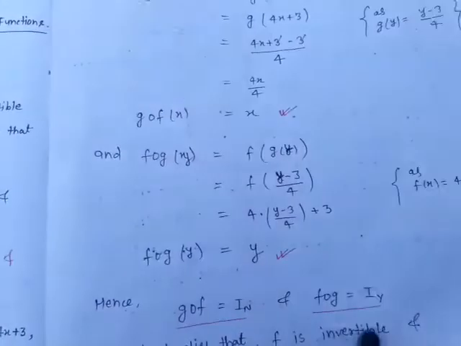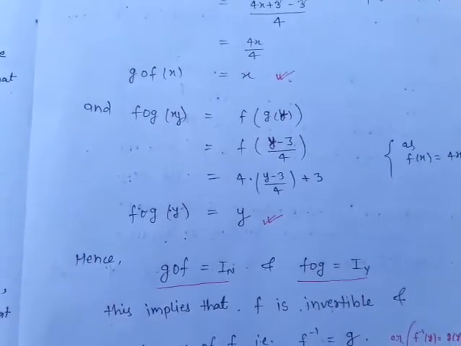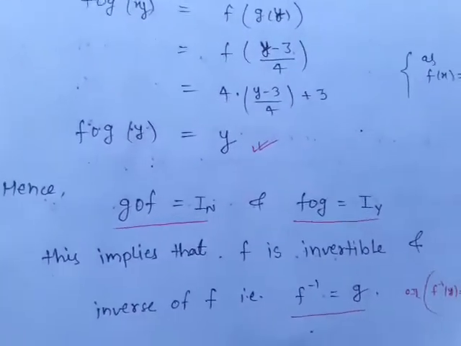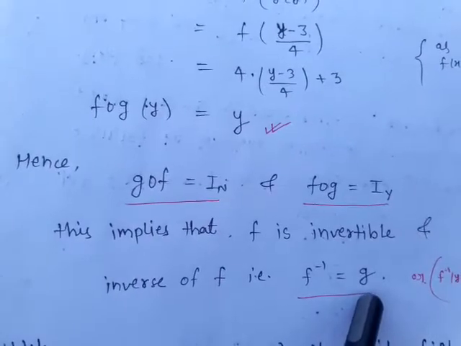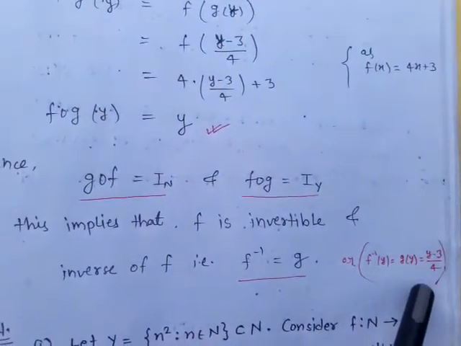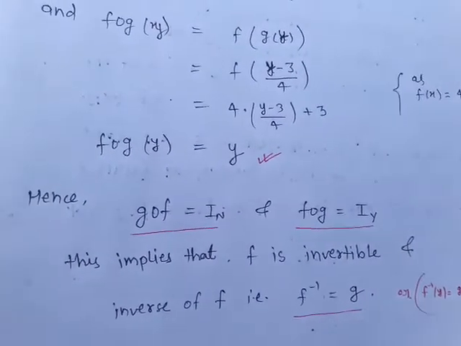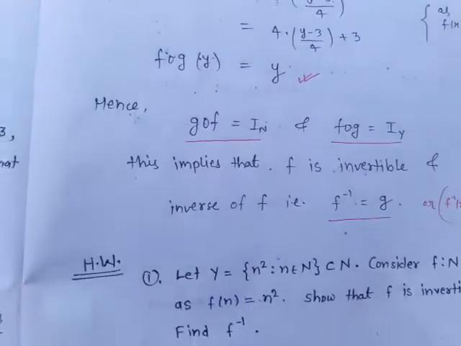Hence g of f is equal to ix and f of g is equal to iy. This implies that f is invertible, and the inverse of f is g, that is f inverse of y is equal to g(y), (y minus 3) by 4. This is the solution of this type of question. Using this lecture you can solve your homework.